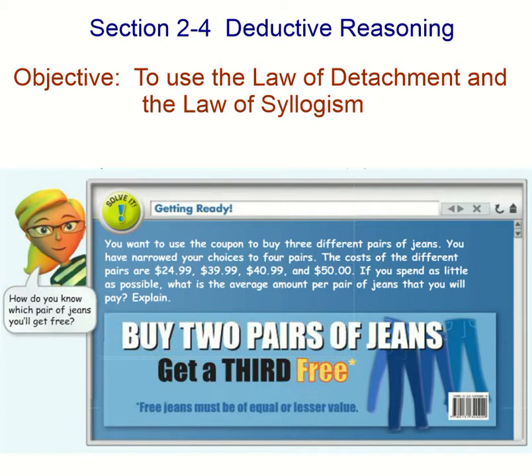Welcome to section 4 of chapter 2 of geometry. Our topic today is deductive reasoning. Our objective is to use the law of detachment and the law of syllogism.